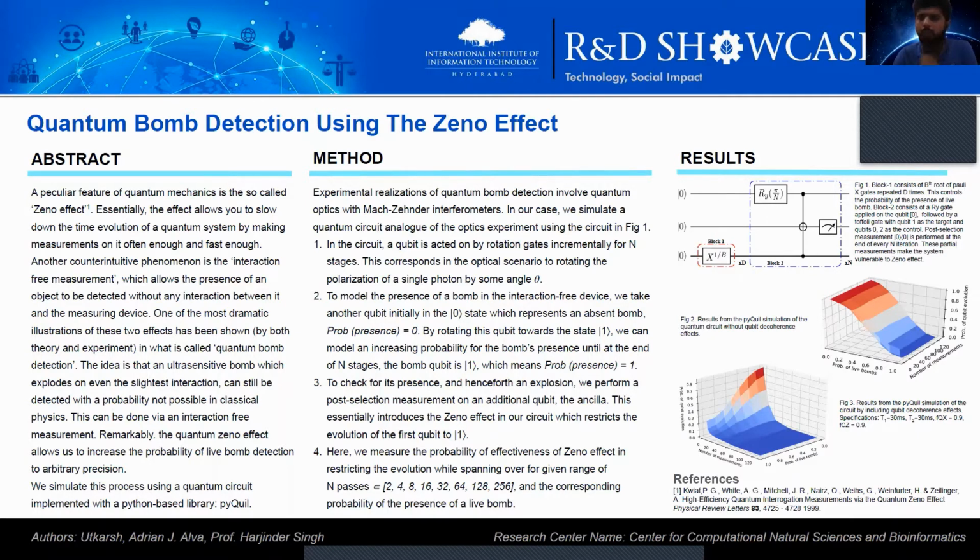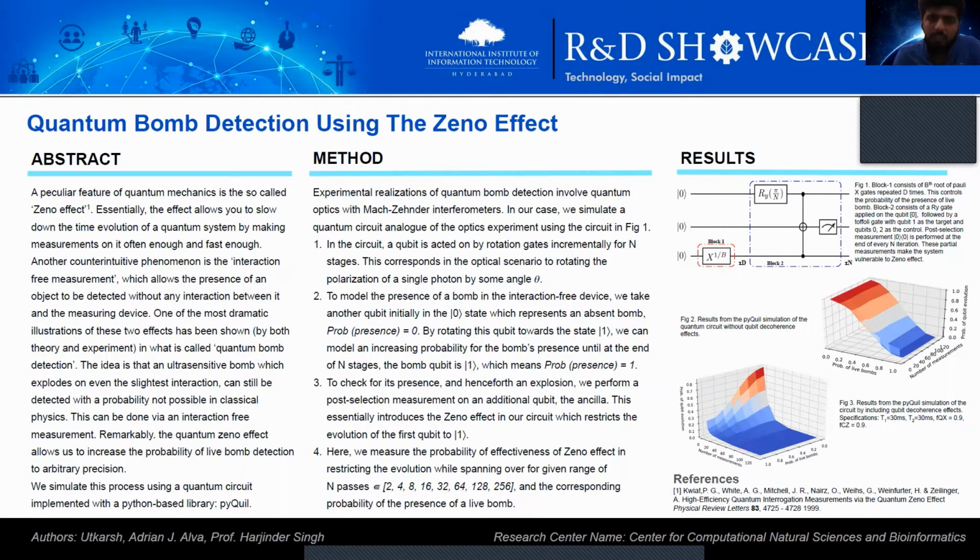These two effects have been used in one of the most dramatic illustrations, the quantum bomb detection experiment, which is basically a thought experiment designed by Elitzur and Vaidman. The idea is very simple. We will have some bombs which can explode, a mixture of live bombs and dead bombs. We will try to find the live bombs using interaction-free measurement, and then use the quantum Zeno effect to increase the probability of such live bomb detections.